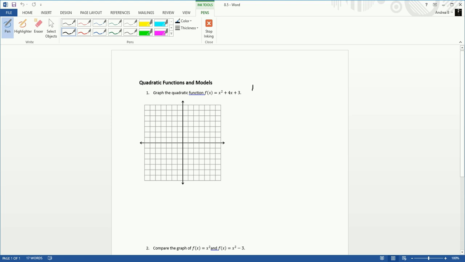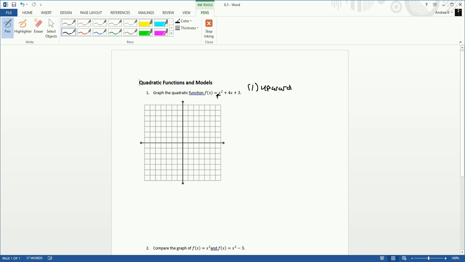If we were to do that, first of all, we would want to decide if it is going upward or downward. So in this case, if we look in front of that x squared term, it is positive. So that means it is going upward. So it's going to be a U shape.